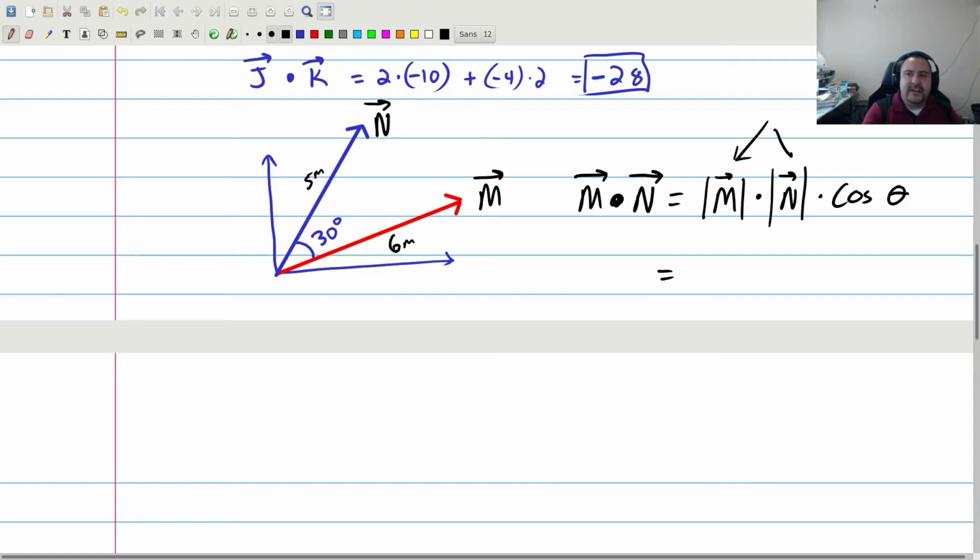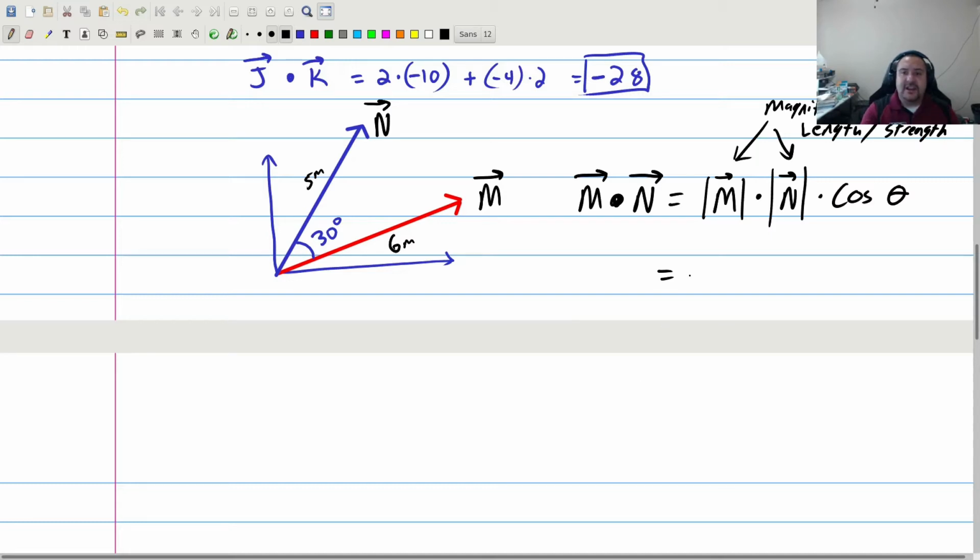Now, this is kind of a funky looking thing. These absolute value things, these mean magnitude when we apply them to vectors. And magnitude means the length or the strength. So don't even worry about what direction they are. Don't worry about positives or negatives. Just give me how big these things are. And then we'll multiply them times the cosine of the angle between them.